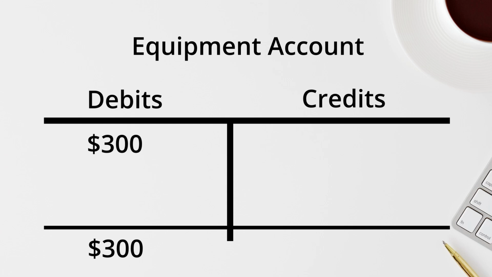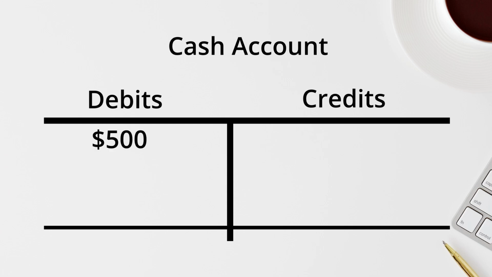Now, if we jump back to the cash account, we had that initial balance of $500 for a debit. And since we're crediting $300 to pay for the equipment with cash, our running total would now be $200 in the cash account.